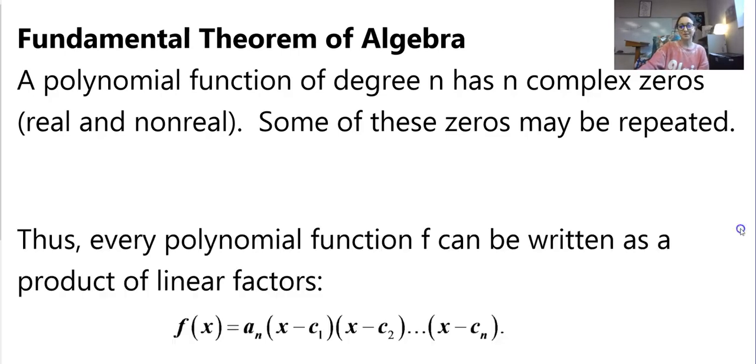So a consequence of the fundamental theorem of algebra is that every polynomial can be factored into n linear factors, where again, n is the degree of the polynomial. So if you have a cubic polynomial, so degree 3, you are going to have exactly three linear factors. Those factors do not have to be unique from one another. So again, you can have repeats, and some of your zeros could be imaginary, right? Because it's all complex, so real and non-real.